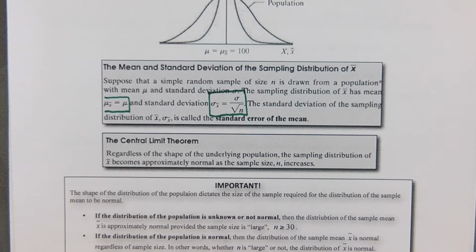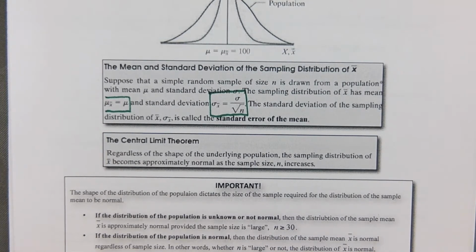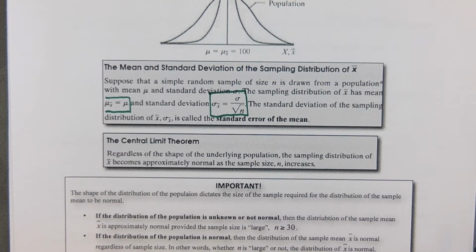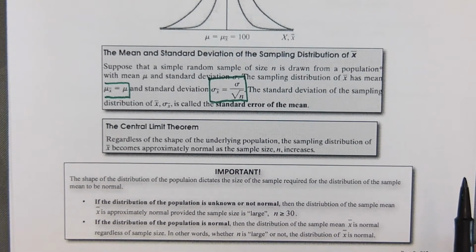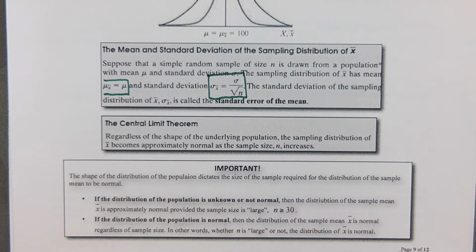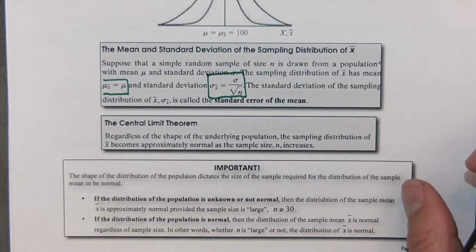So regardless of the shape of the underlying population, the sampling distribution x bar becomes approximately normal as the sample size n increases. So basically that means the larger n, the more normal it is. A couple of things to keep an eye on as we're looking here. If the distribution is unknown or not normal, then we need at least a sample size n larger than or equal to 30. And if it is normal, then the n is irrelevant. It can be smaller or bigger than 30. It does not matter. We can still use this theorem.